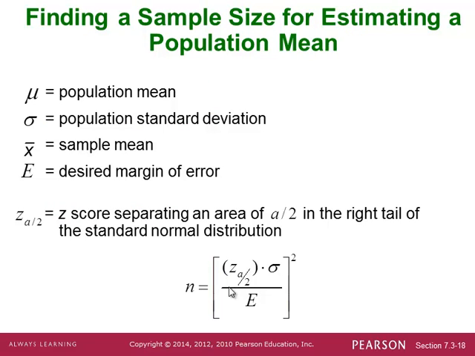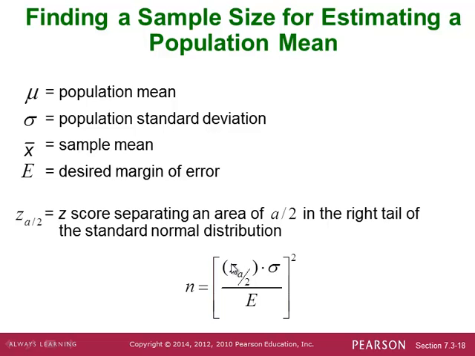Now, if it so happens that you don't know your sample size, but you need to figure out what your sample size should be in order to get your confidence interval within a certain margin of error E, then this is the calculation that you'll do, where we're going to at least make an estimate or an assumption regarding the population standard deviation, which is sigma.